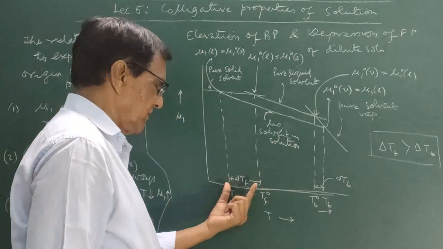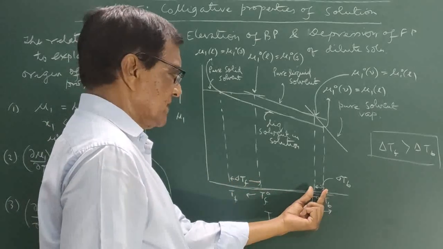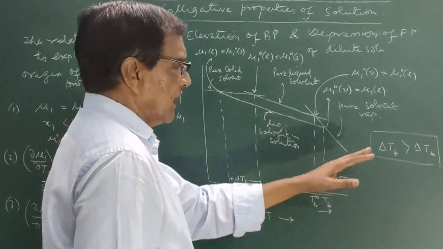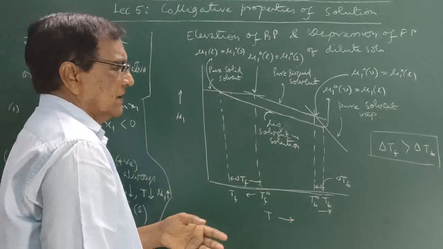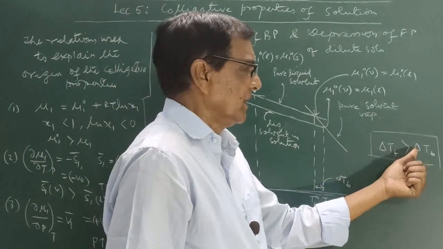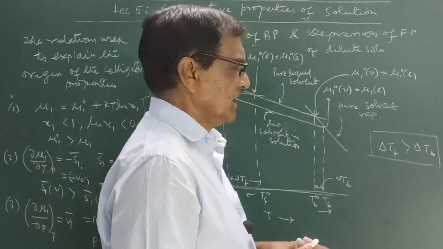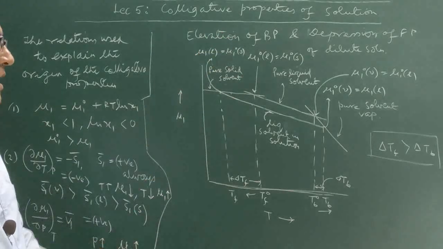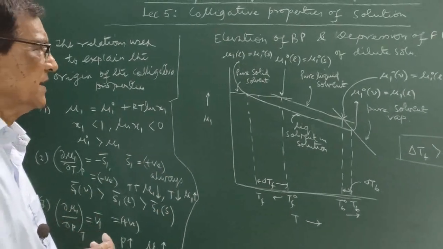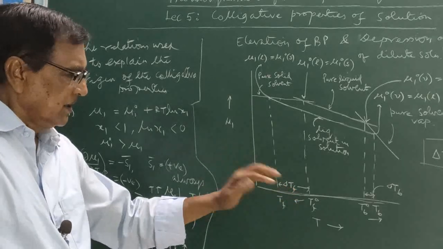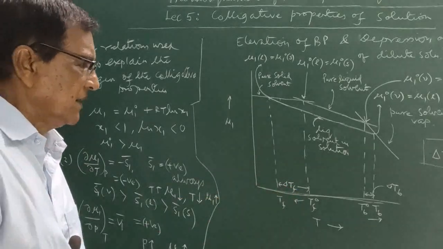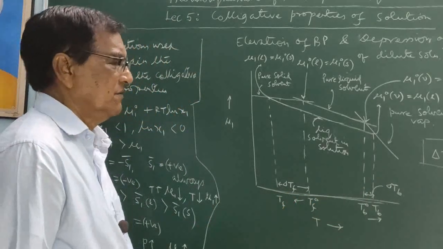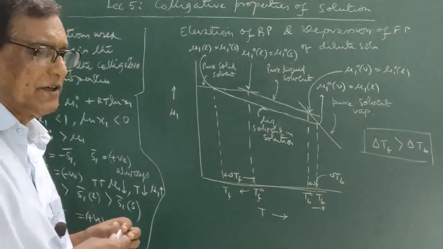So this difference is delta TB, this difference is delta TF, and this difference is delta TB. If you consider the magnitude, then delta TF is much greater than delta TB. This will be fully illustrated in a sort of problems in the coming classes. So this diagram can more clearly illustrate why the boiling point is elevated and the freezing point is depressed when a solute is added to the solution.